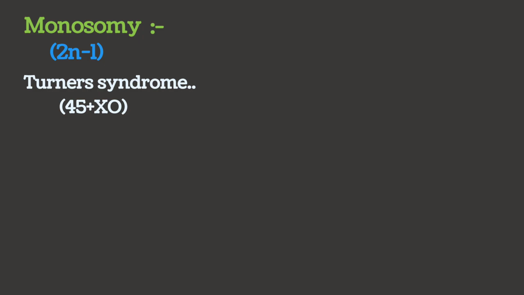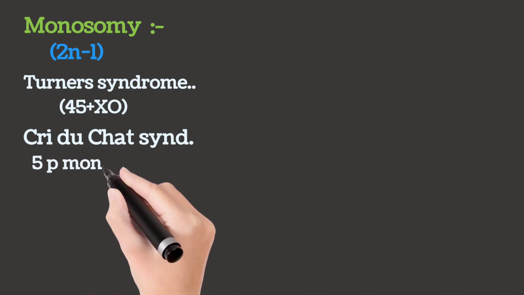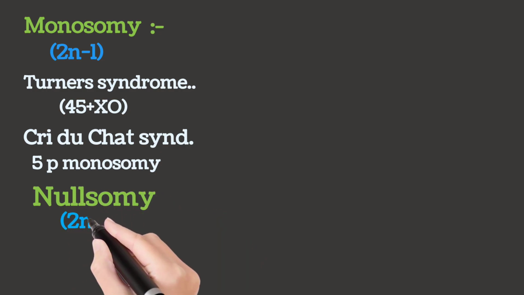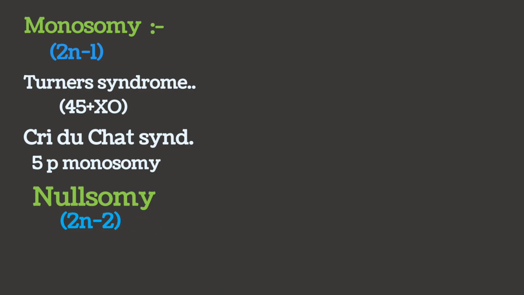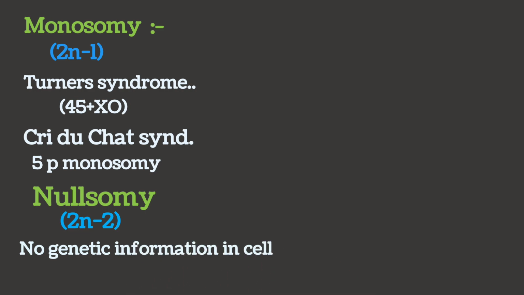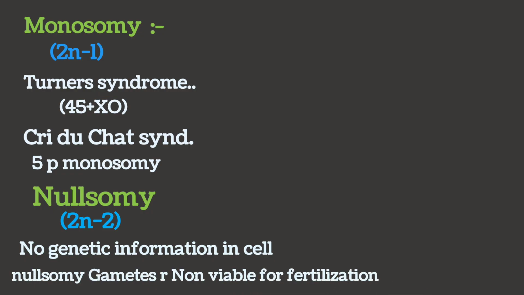Accordingly, we have one more syndrome, namely cri-du-chat. It occurs due to deletion of the p arm of the fifth chromosome in our body. This is the reason it is also known as 5p monosomic condition. Now we have one more type of hypoploidy, namely nullsomy. In nullsomy, the condition is 2n minus 2, which means the gamete cell does not receive a homologous pair of chromosomes, hence no gamete formation takes place in the cell. In other words, we can say nullsomic gametes are non-viable for fertilization.